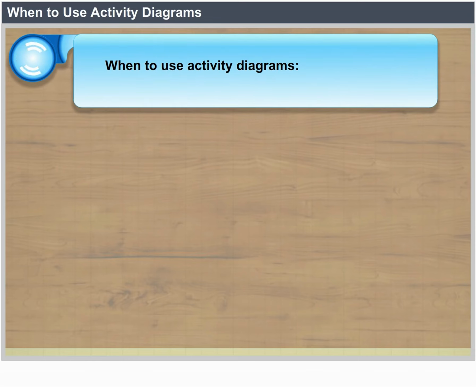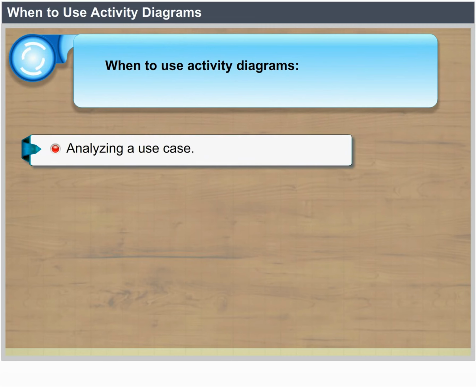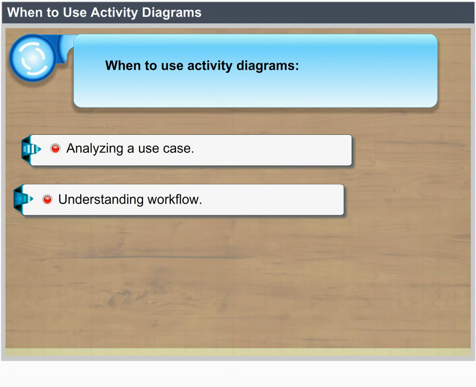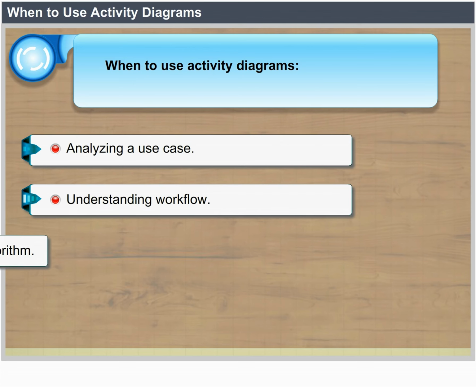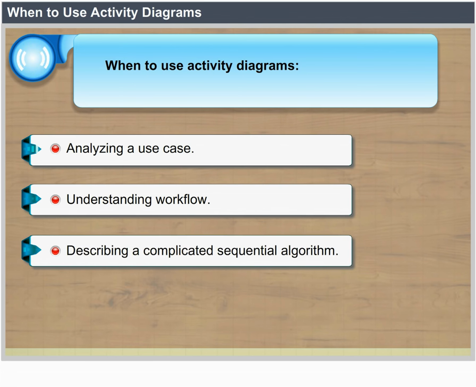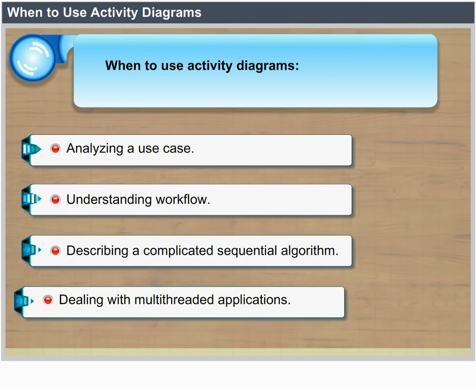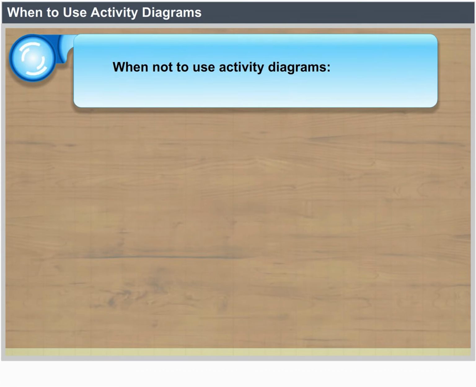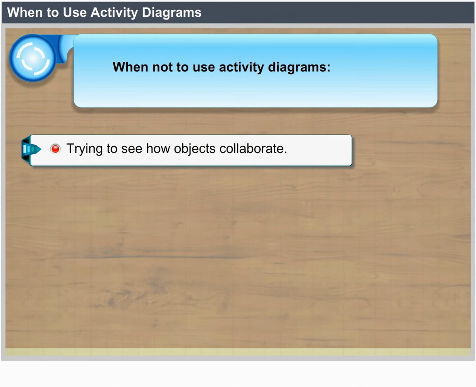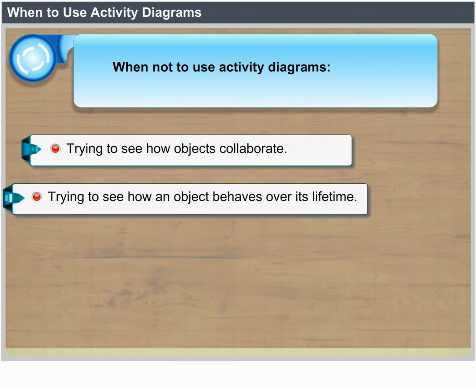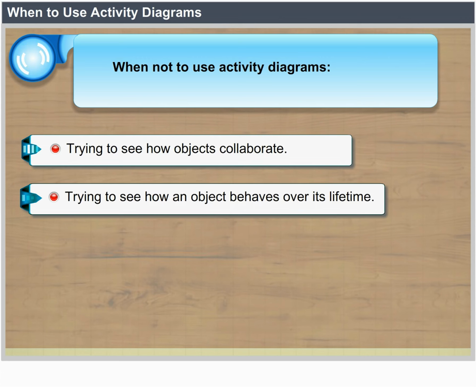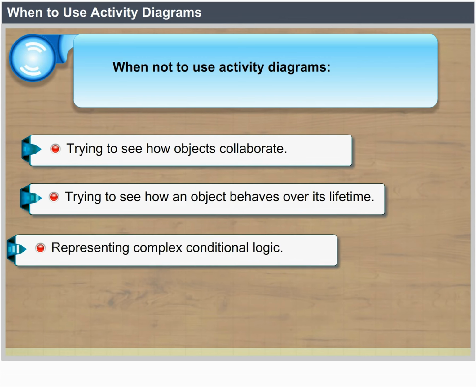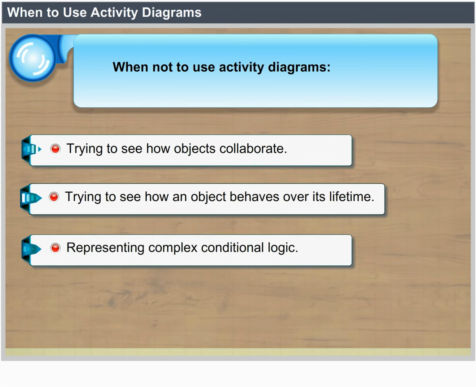When to use activity diagrams? Analyzing a use case. Understanding workflow. Describing a complicated sequential algorithm. Dealing with a multi-threaded application. When not to use activity diagrams: trying to see how objects collaborate, trying to see how an object behaves over its lifetime, and representing complex conditional logic.